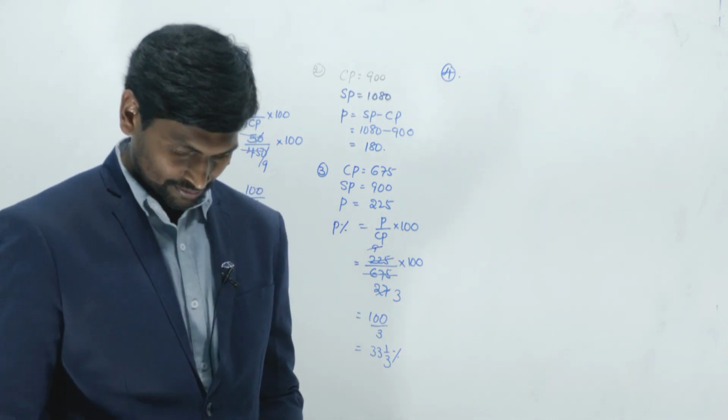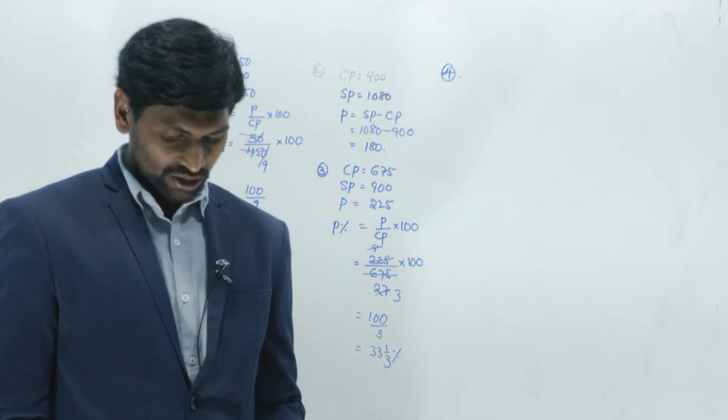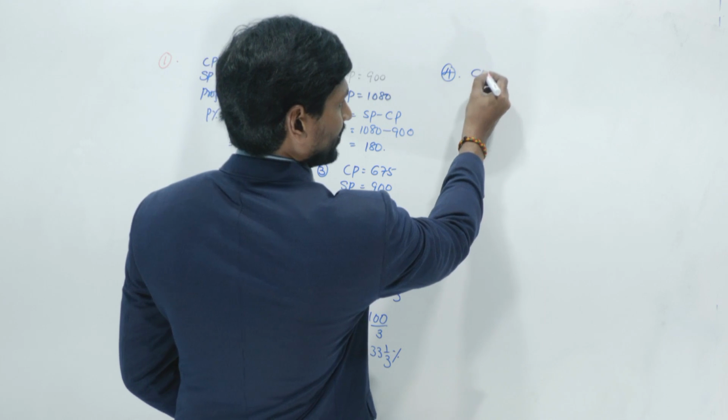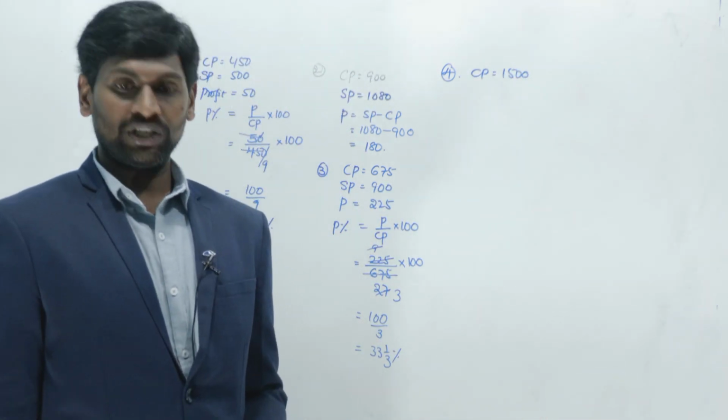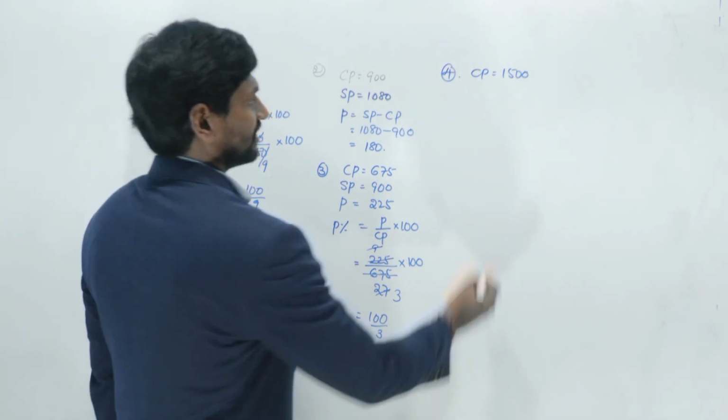Fourth problem: the cost price of a radio is 1500. Again, cost price 1500 is given, and it is sold for 1230. Find the loss percentage.